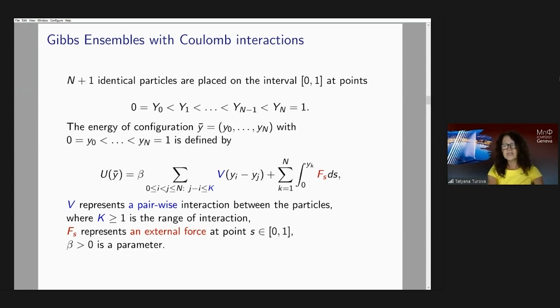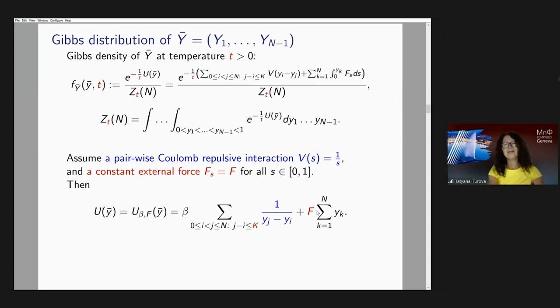Interactions are only pairwise, but the interactions for one particle could be with up to k nearest neighbors. So this k in the first sum is the number of closest neighbors. The last term in this formula, the function u, is the external force. External force also acts on any particle depending on the coordinate of the particle. Now we also impose the Gibbs density axiomatically, and we consider the distribution of this gas on this one-dimensional interval.